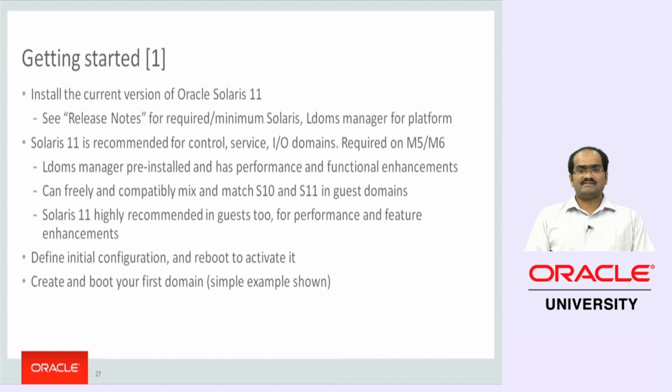Typically Solaris 11 is preferred for the control domain. Once you install the machine with Solaris 11, make sure the LDOM manager package is installed. LDOM manager comes by default, so you need not specially install that package, but make sure the service LDMD is enabled. For control, service and I/O domains, Solaris 11 is always preferred, but you can mix and match Solaris 11 and Solaris 10 in guest domains. Define the initial configuration, and the first time you need to reboot the primary domain. Once you reboot it, all the resources will typically be available for assigning to the guest domains.